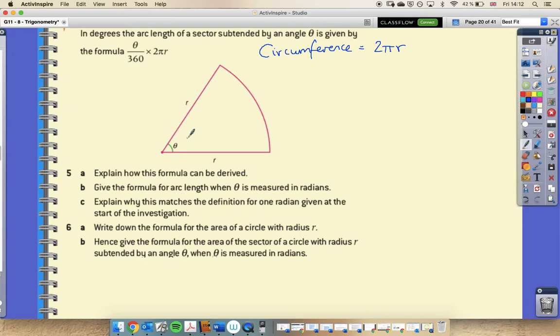So what proportion of the circle is this sector? Well, the easiest way to think about it is that we've got theta degrees out of the whole circle. That's the proportion it is. So if I want to find the arc length, I would say I've got theta degrees of the circle. That's what proportion I've got of my whole circumference. So that's how I'd find my arc length working in degrees.